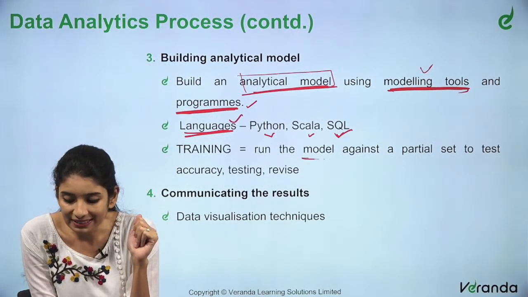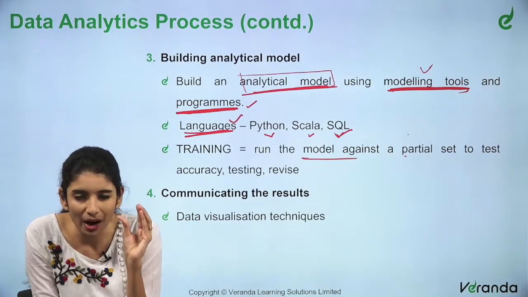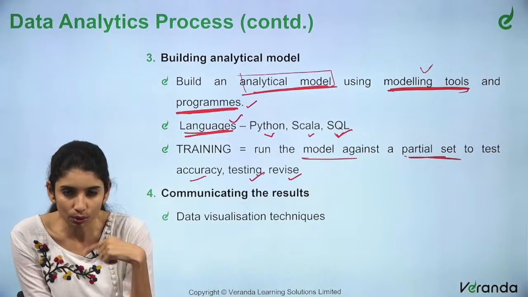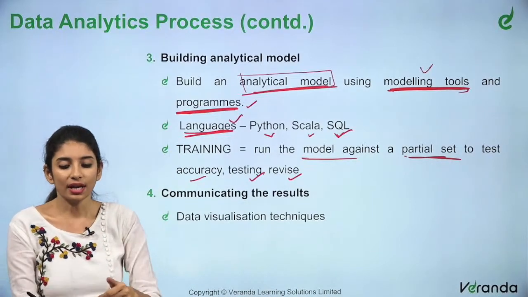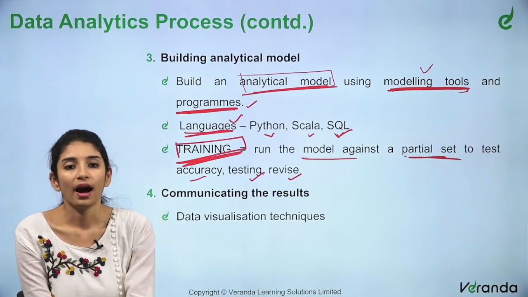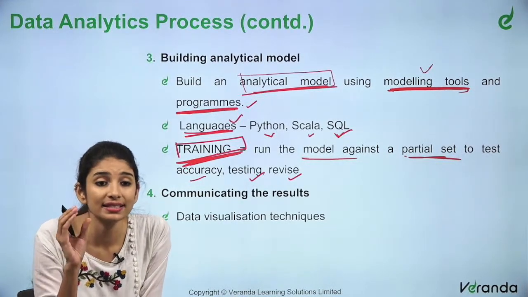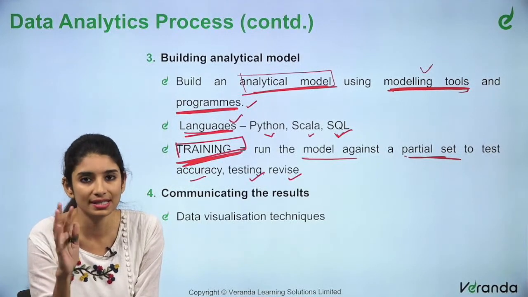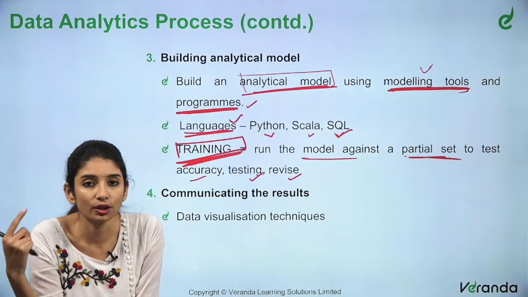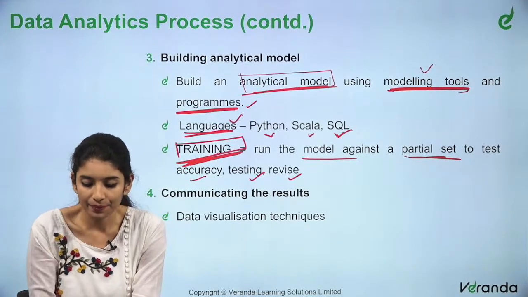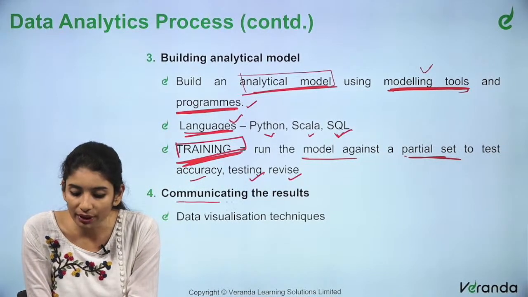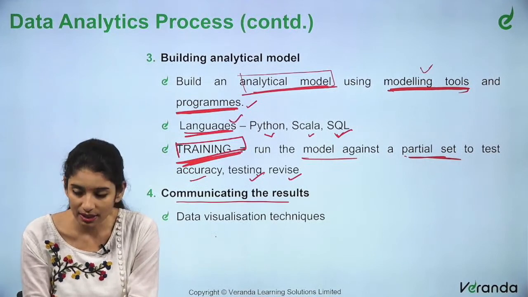The process of testing this model with a partial set of data to test the accuracy of the result is known as training. The process of testing this model against a partial set, meaning a small set, like a trial run, this trial run is known as training. Training. What is it known as? Training. Yeah.